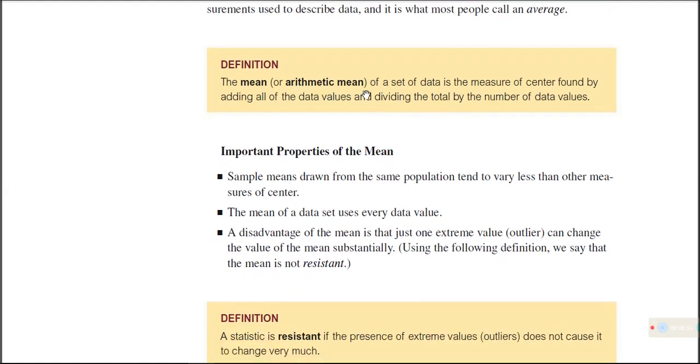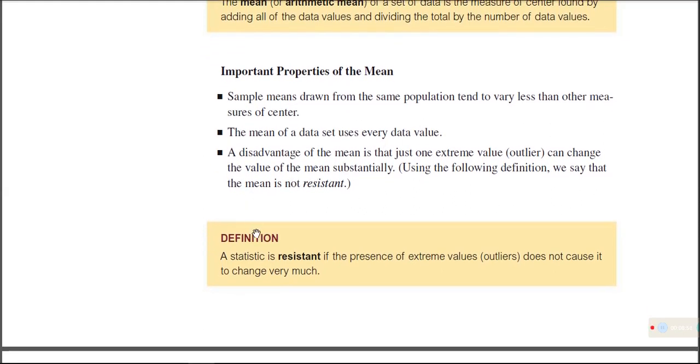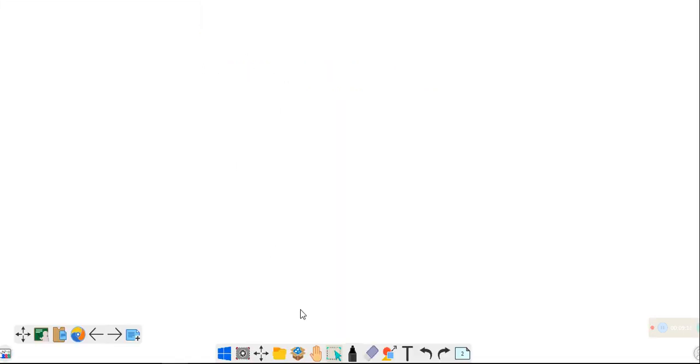So the mean or arithmetic mean of a set of data is the measure of center found by adding all the data values and dividing the total by the number of data values. So ang gagamitin lang natin dito na operation ay addition at saka division. Kailan natin gagamitin si mean? Kailan siya valid na representation or valid na statistic, reliable na statistic? So, sample means drawn from the same population tend to vary less than other measures of center. So, halimbawa, meron kang 20 na members ng population and then you randomly select, ay gawin na lang natin 10.